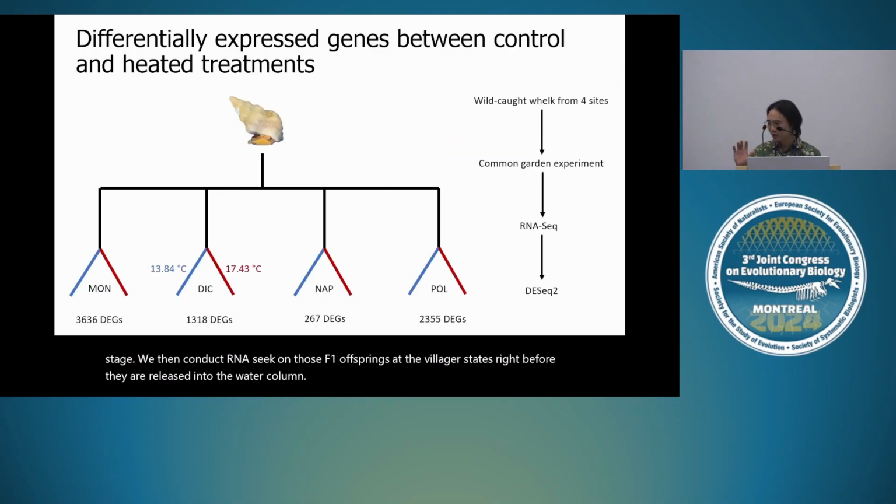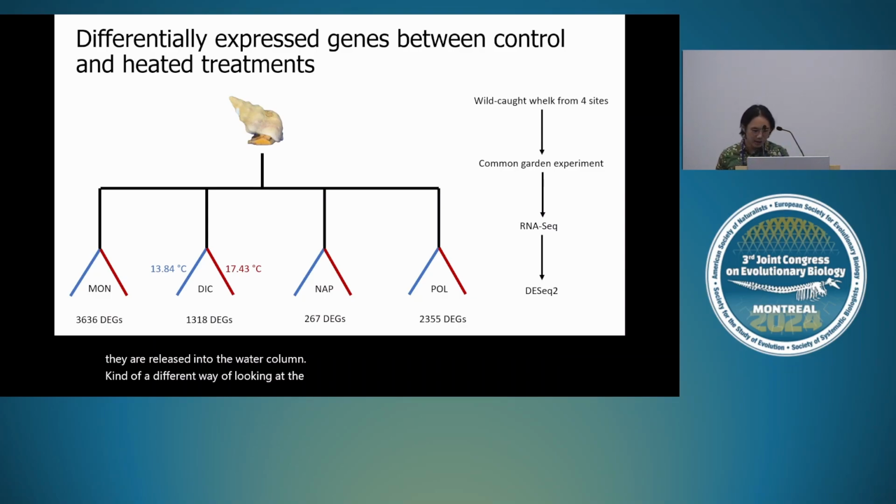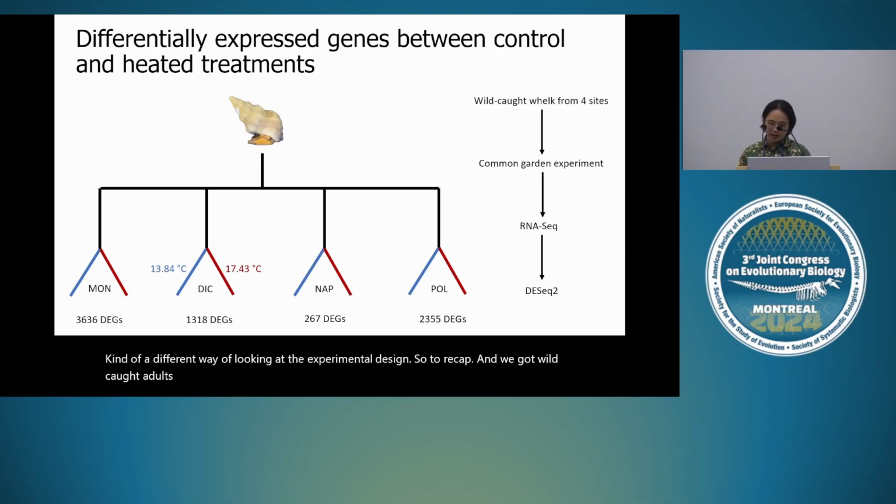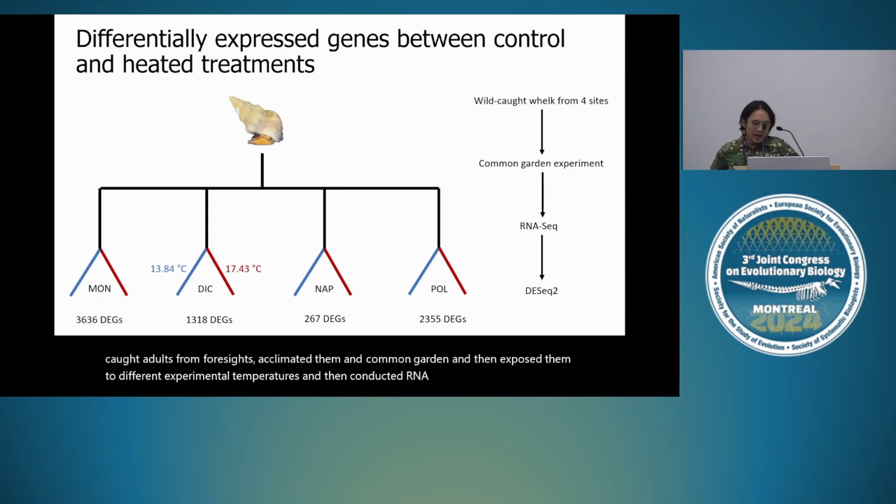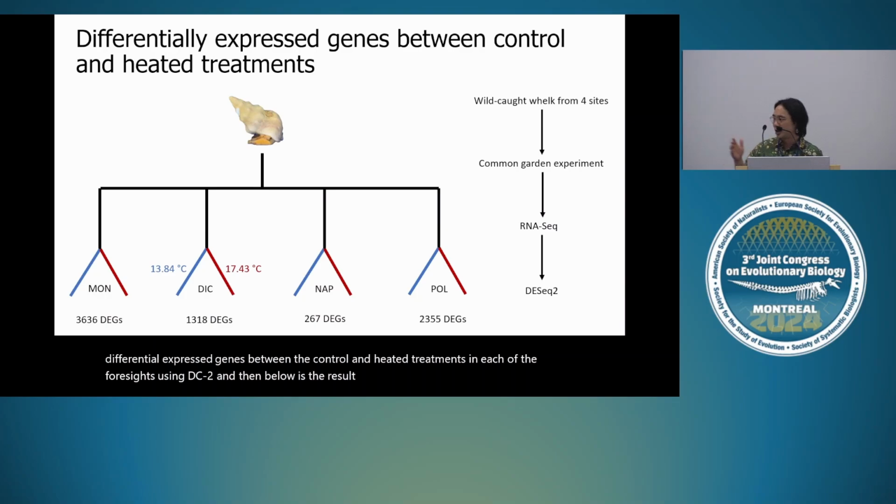It's kind of a different way of looking at the experimental design. To recap, we got wild-caught adults from 4 sites, acclimated them in a common garden, and then exposed them to different experimental temperatures, and then conducted RNA-seq. We then identified differentially expressed genes between the control and heated treatments in each of the 4 sites using DESeq2, and below is the result of those differentially expressed genes.